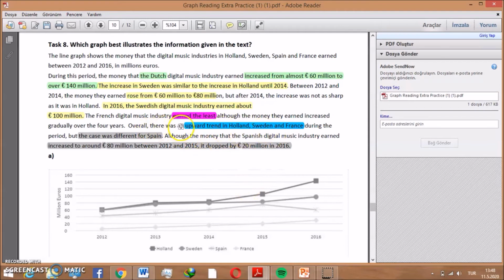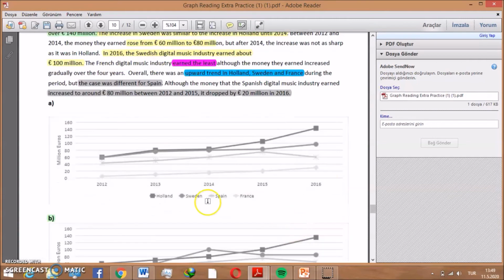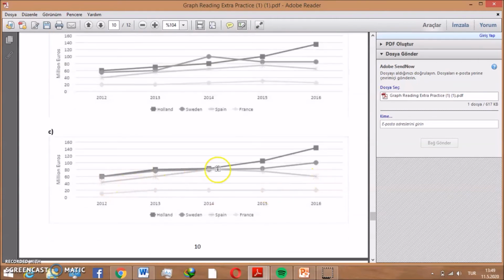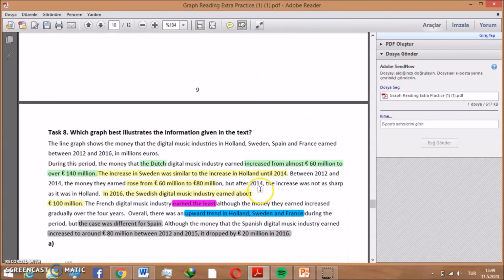And overall, there was an upward trend in Holland, Sweden, and France. It means they were increasing. Holland, Sweden, and France. So Holland, yes, it is increasing. Sweden, yes, and France. Let's check this too. Holland, Sweden, but France does not increase. But let's keep on.